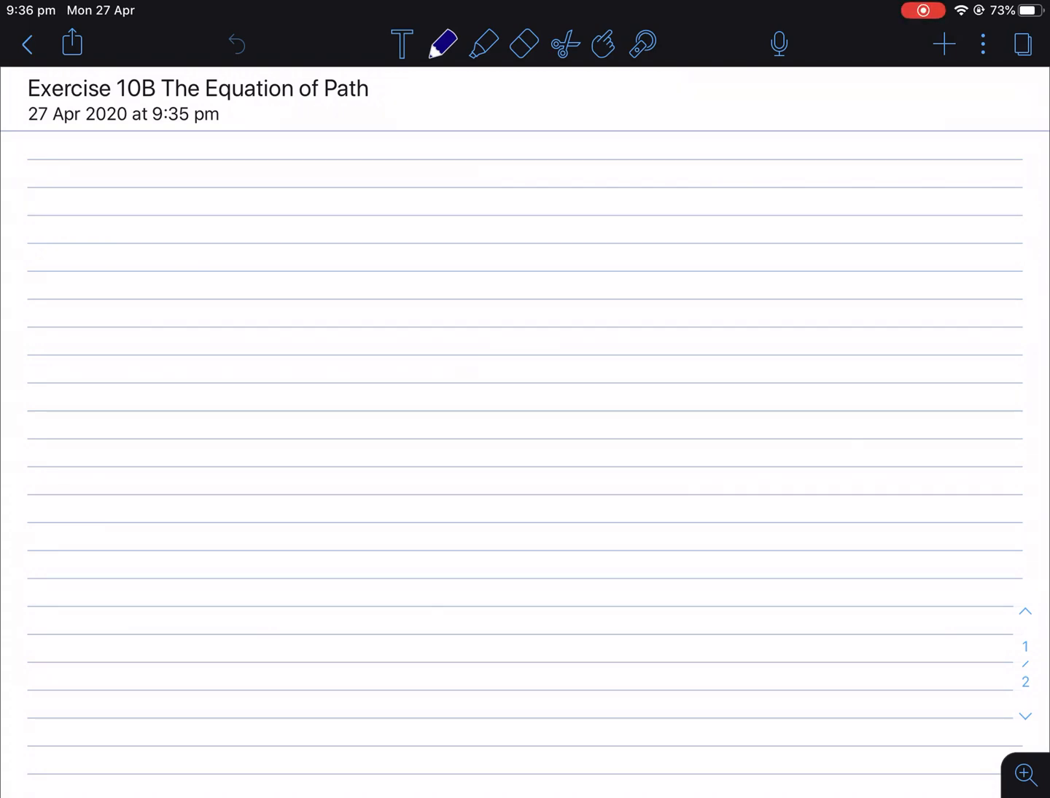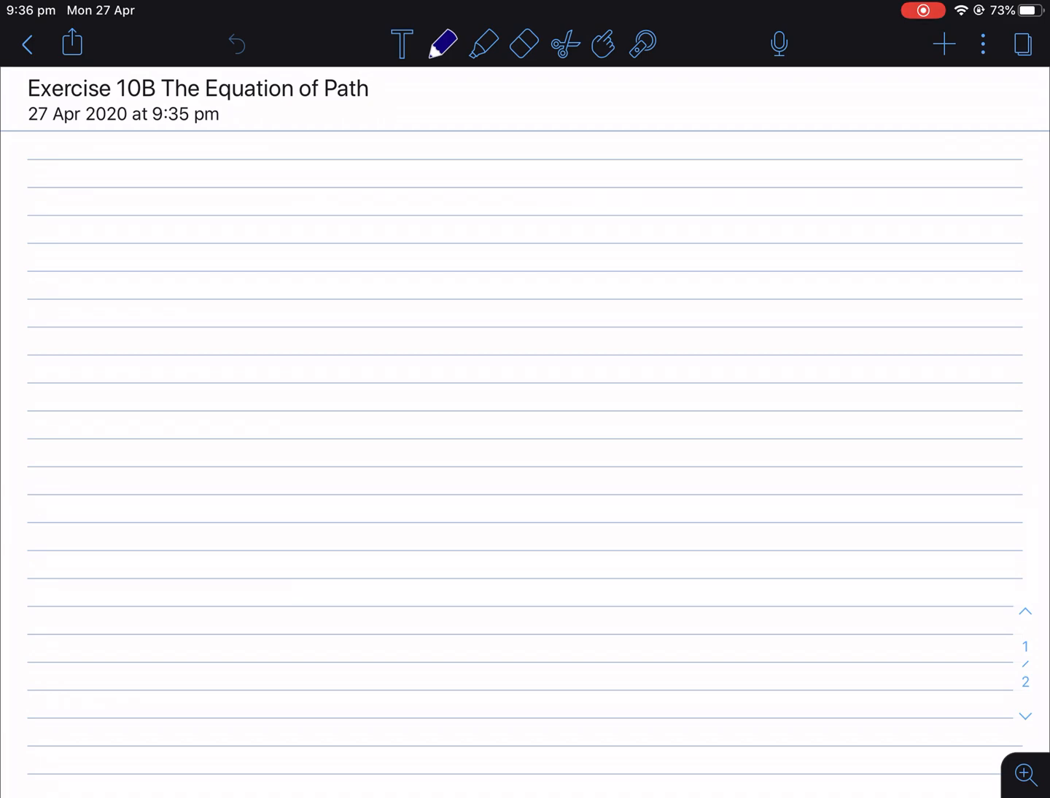Alright, welcome to Harry Potter and the Equation of Path. So essentially we're just figuring out really general forms for the equations to give you the path of a projectile without having to rely on knowing specific times.